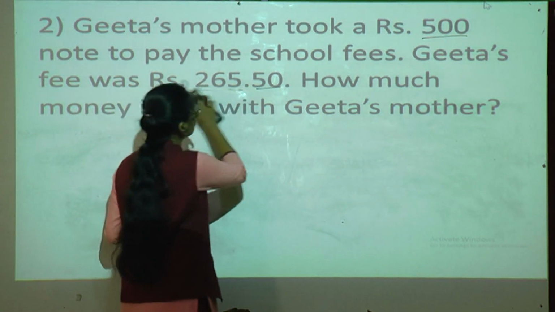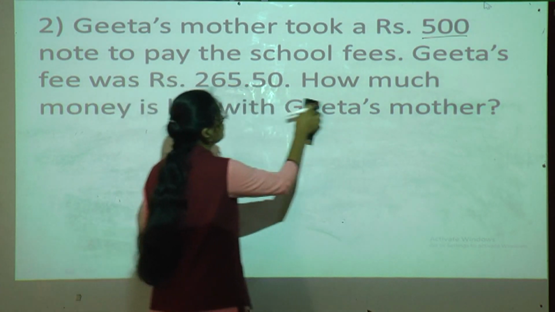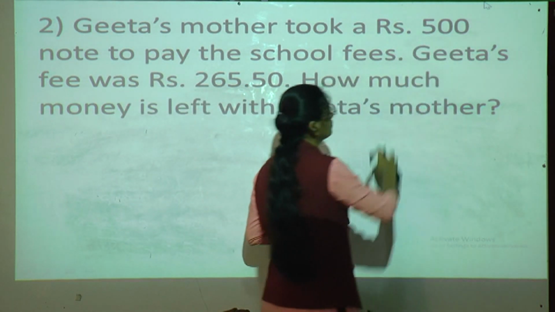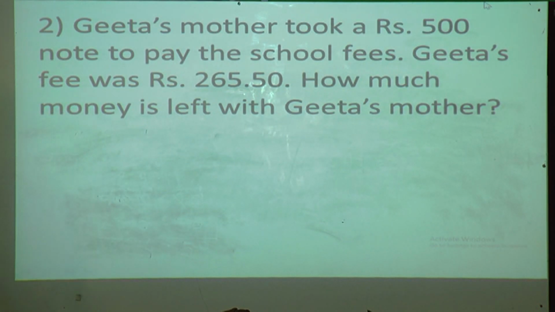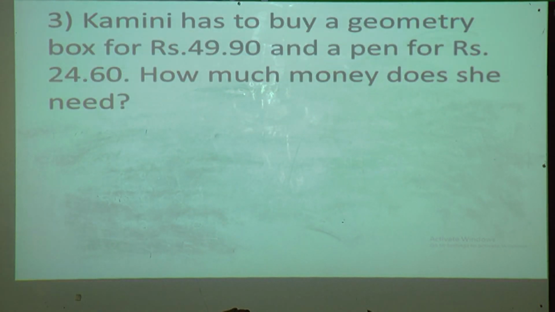Now we'll move to the third one. Read the question. Third question. Kamini has to buy a geometry box for rupees 49.90 and a pen for rupees 24.60. How much money does she need?